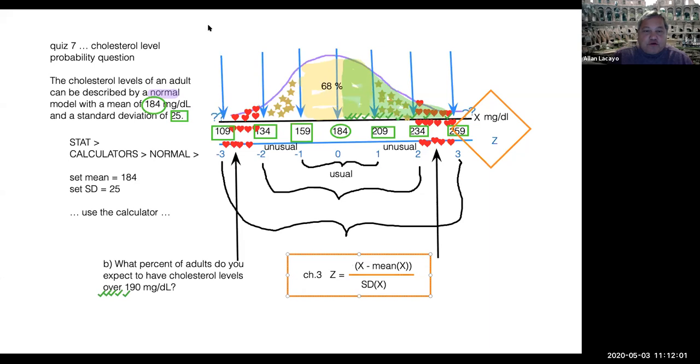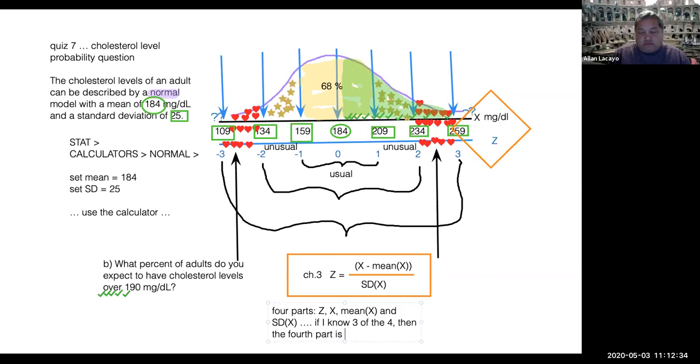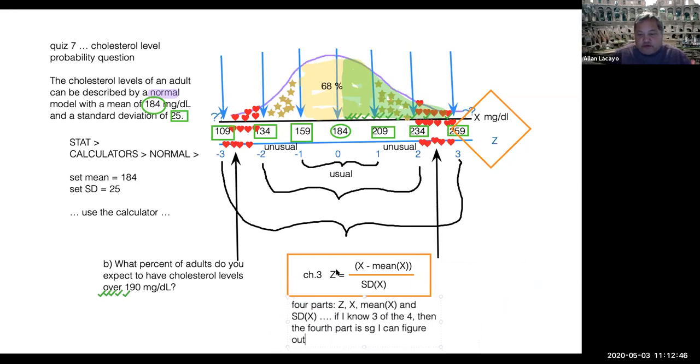Okay. And this formula has four parts. Z, x, the mean of x, and the standard deviation of x. And from algebra, I know that if I know three parts, then the fourth one is something I can figure out with algebra. Does that make sense so far? If I know three of these four ingredients, the fourth one, I can just rearrange the expression. Okay. So that's what I'm going to do in the next board here.